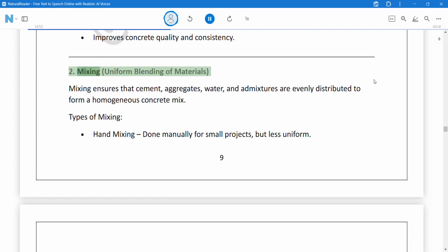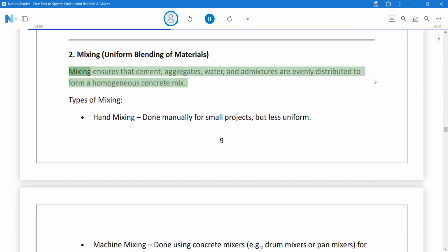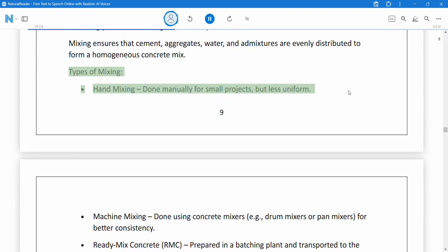2. Mixing. Mixing ensures that cement, aggregates, water, and admixtures are evenly distributed to form a homogeneous concrete mix. Types of mixing. Hand mixing, done manually for small projects, but less uniform.